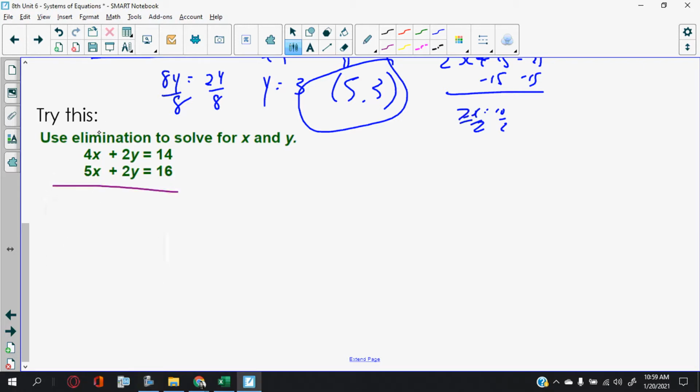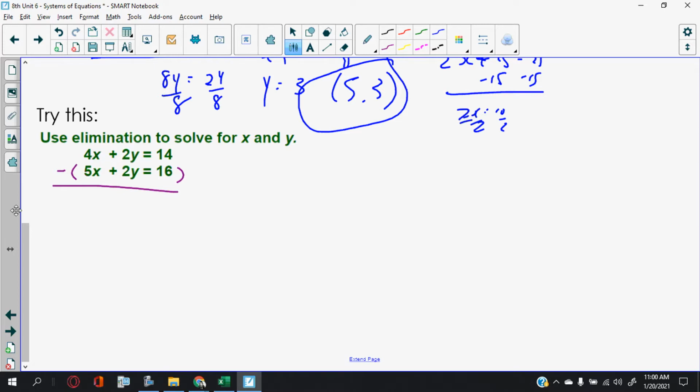Now, with this one, notice, the strategy is to identify two terms where if you either add or subtract, you can eliminate that variable entirely. So look at this. 4x, 5x, nothing going on there. We can't add or subtract. Now look at the 2y and the 2y. Now they're both positive, so you don't want to add. So what do you do? You subtract.